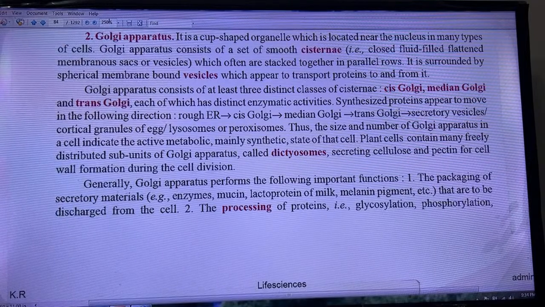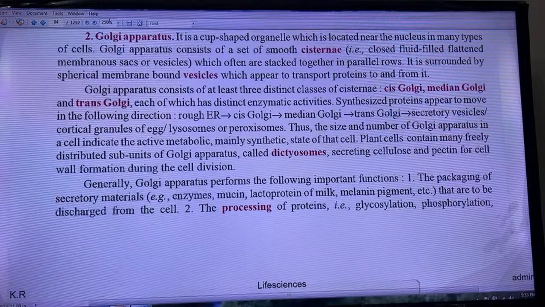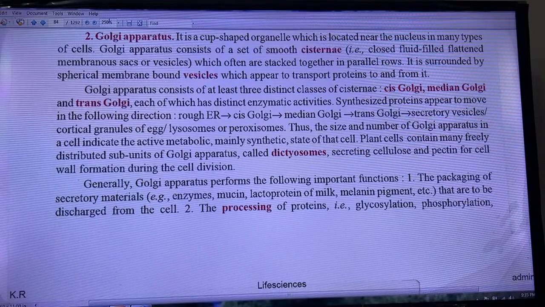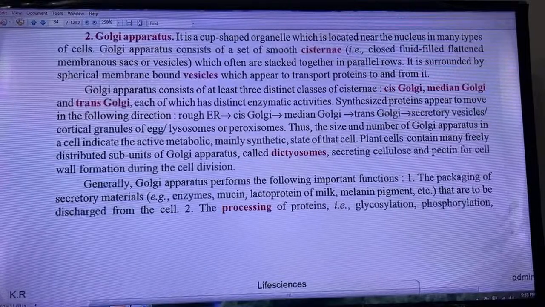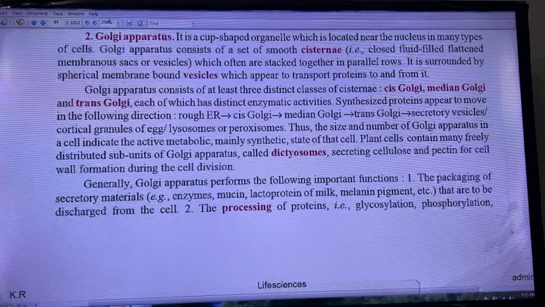Plant cells contain many freely distributed subunits of Golgi apparatus called dictyosomes, secreting cellulose and pectin for cell wall formation during cell division. Generally, the Golgi apparatus performs the following important functions: the packaging of secretory material, enzymes, mucin, lactoprotein of milk, melanin pigment, etc., that are to be discharged from the cell.